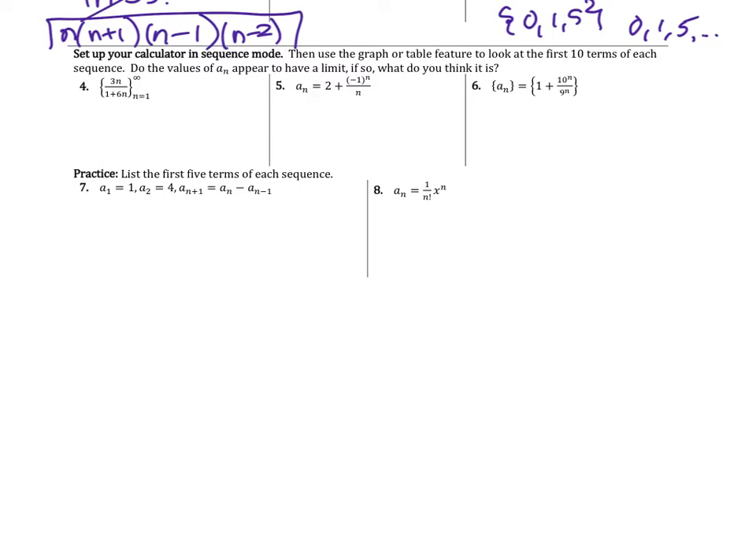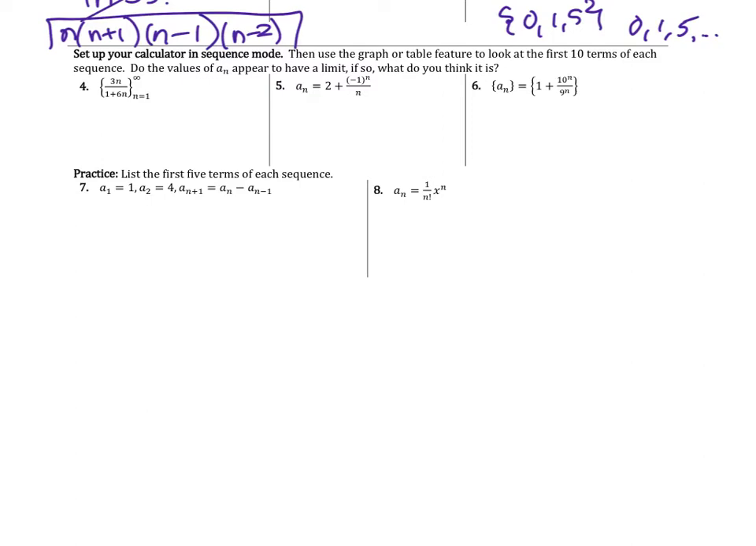Okay, the next thing I want to show you is how you can actually use your graphing calculator to look at sequences. So I'm going to have you pause the video, grab your graphing calculator. And once you have your graphing calculator, you're going to hit mode. You're going to go down to where it says function, pair, polar, sequence. You're going to go over to that sequence mode.